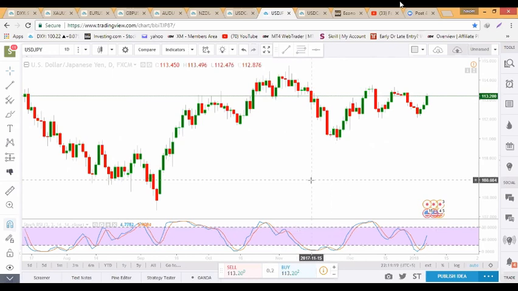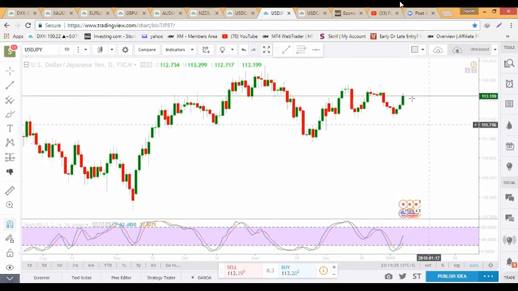So, as far as USD JPY is concerned, I wasn't expecting this move actually.